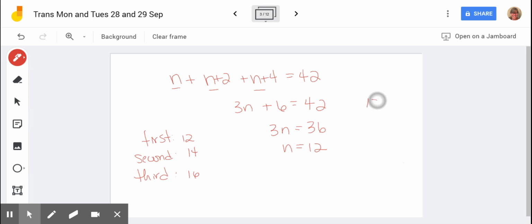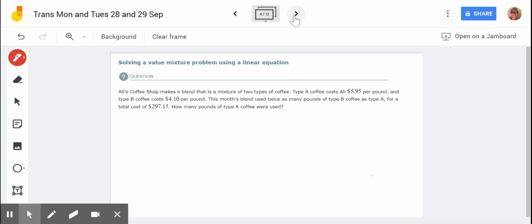Is 12 plus 14 plus 16 equal to 42? Well, 6 plus 4 is 10, plus 2 is 12, carry the 1. Check, it works. That's how you do consecutive integers. Pay real close attention to the wording. But remember, odd and even are the same.